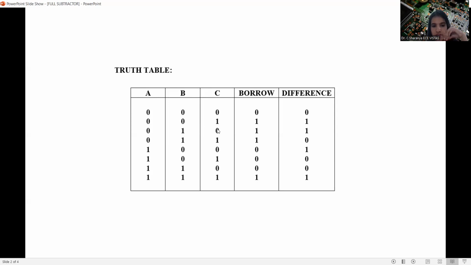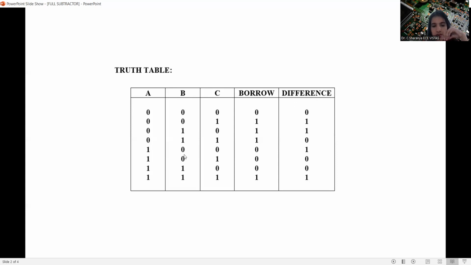And this answer minus 0 is the same answer. So again we have borrow 1, difference 1. 0 minus 1 is difference 1, borrow 1. 1 minus 1 is difference 0, borrow 1. Okay. 1 minus 0 is 1. Again, 1 minus 0 is 1 in the difference part. There is no borrow, hence we can write a 0 in the borrow.